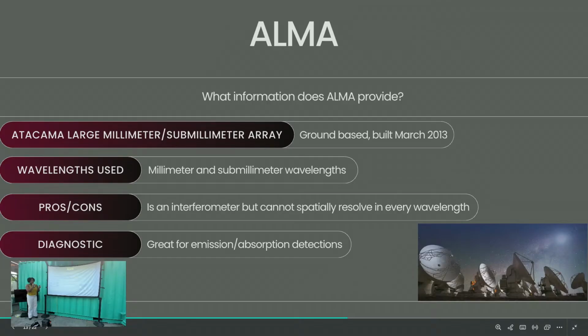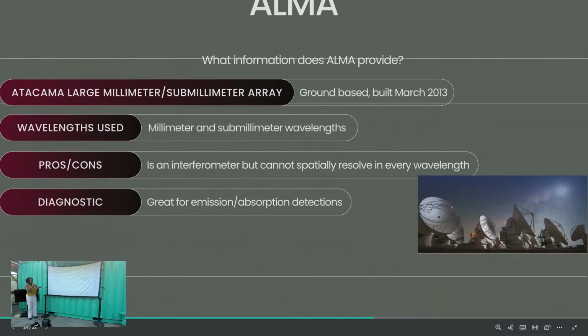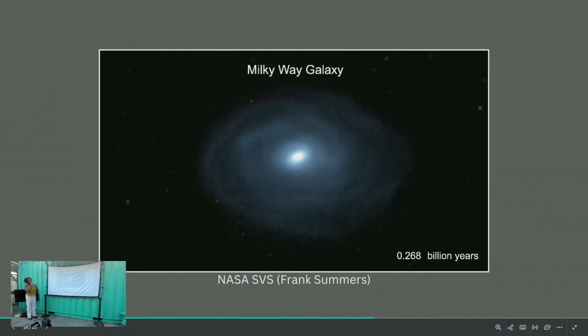So another answer to one of the trivia questions was, how do we look at the dust of these galaxies? And that's with carbon monoxide. So when we use ALMA, what we can see is these CO emissions from these galaxies. Okay, so another trivia answer basically.